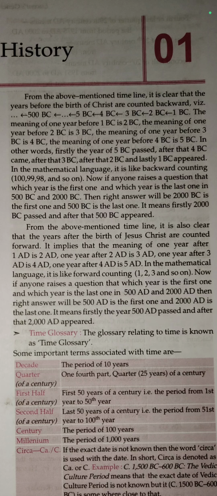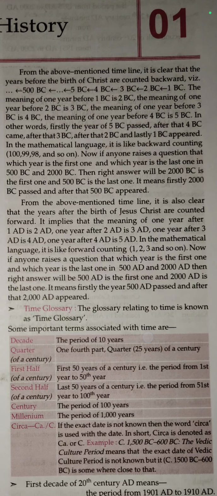The meaning of 1 year before 1 BC is 2 BC. The meaning of 1 year before 2 BC is 3 BC. The meaning of 1 year before 3 BC is 4 BC. The meaning of 1 year before 4 BC is 5 BC. In other words, firstly, the year 5 BC passed. After that, 4 BC came. After that, 3 BC. After that, 2 BC. And lastly, 1 BC appeared. In mathematical language, it is like backward counting. First comes 100, then 99, then 98, and so on.